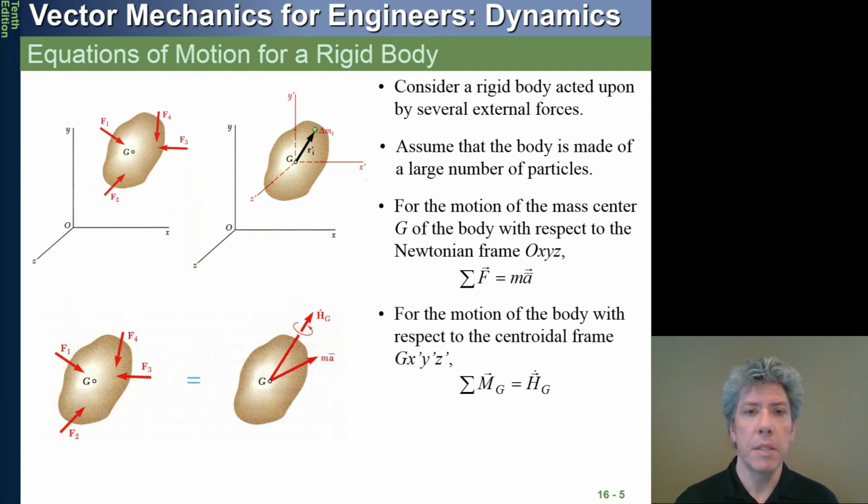Now, because the body has size, it can also rotate. So we also have to sum moments about the center of gravity. And what we're finding here is that all of these forces on the left-hand side, these four forces, act on the body to produce an acceleration of the center of gravity. That's the dynamic resultant force that you see there, m a bar, and also a rotation, or not a rotation, but a change in angular momentum.